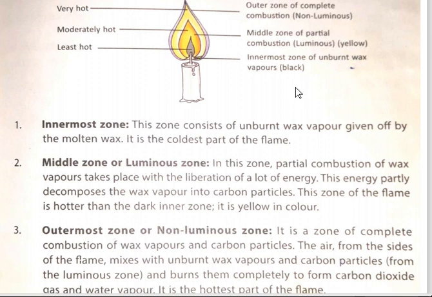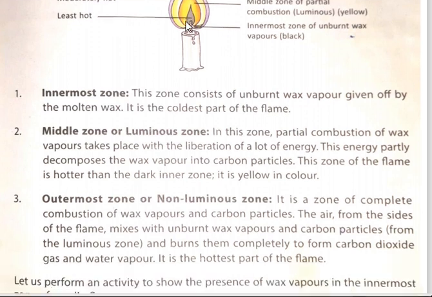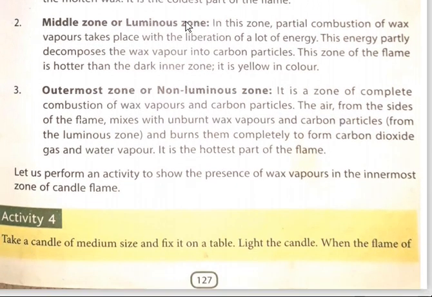The whole vapor burns properly. So it is a region of complete combustion, and hence it produces a lot of heat. So it is called the hottest zone of the candle flame. Since the combustion is complete, no yellow flame is there. It is a non-luminous zone, and flame is not seen, but the temperature is very very high in this region.